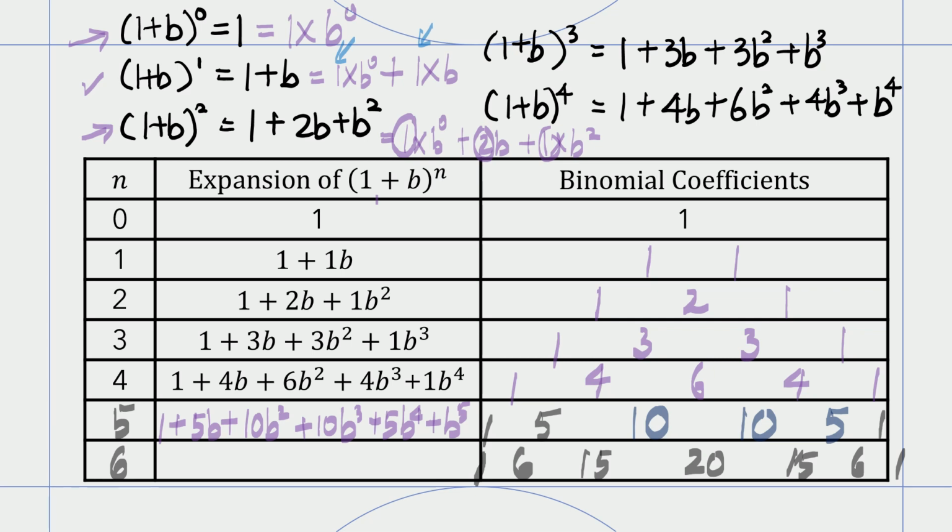So how do I form the expansion? It will be 1 plus 6b plus 15b squared plus 20b cubed plus 15b to the power of 4 plus 6b to the power of 5, and the last term is b to the power of 6. That's how you do it. And if you observe very carefully at the third column, even at the second column, can you see that you can actually draw a triangle?